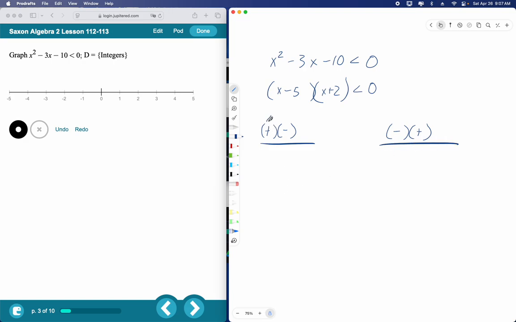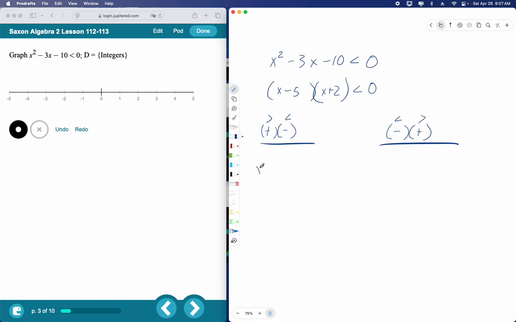That dictates our inequality symbol. Positive is greater than, and negative is less than. So those are our symbols for each one. Negative is less than, positive is greater than.